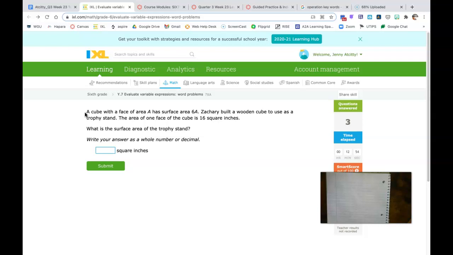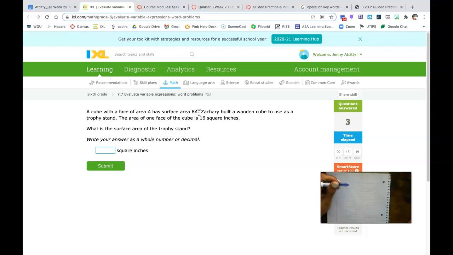A cube with a face of area A has surface area 6A. Let me read that one more time. A cube with a face of area A has surface area 6A. Zachary built a wooden cube to use as a trophy stand. The area of one face of the cube is 16 square inches. What is the surface area of the trophy stand?